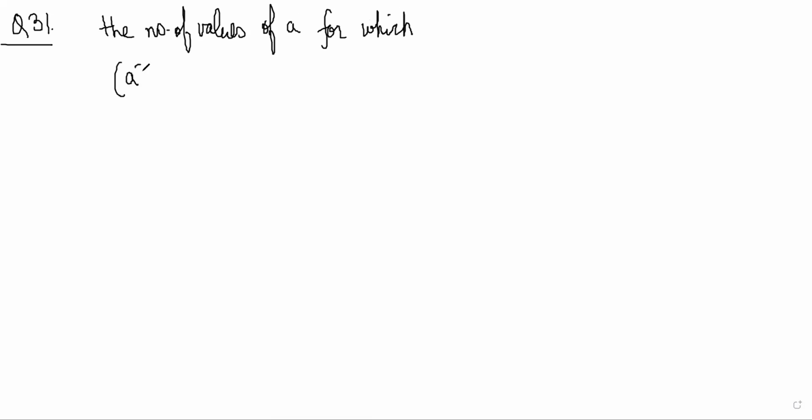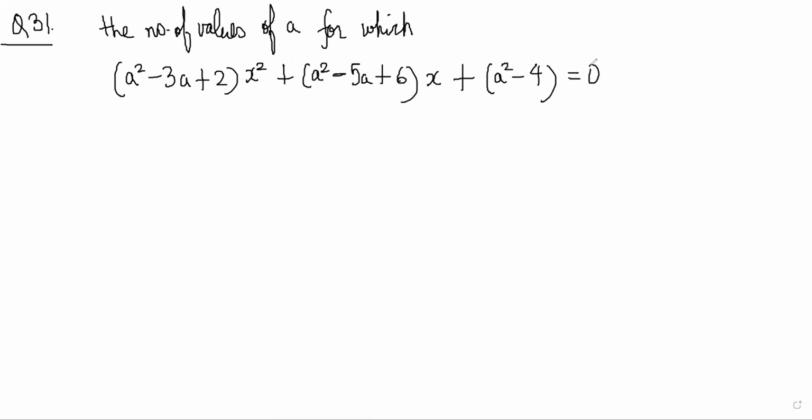Question 31 is asking for the number of values of A for which (A² - 3A + 2)x² + (A² - 5A + 6)x + (A² - 4) = 0. This equation is an identity in X.